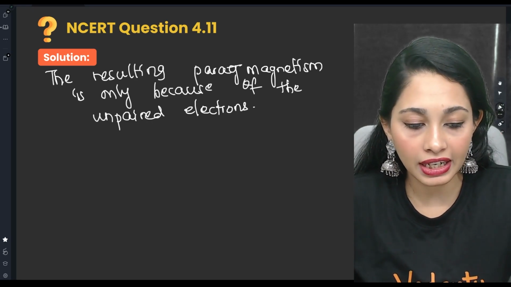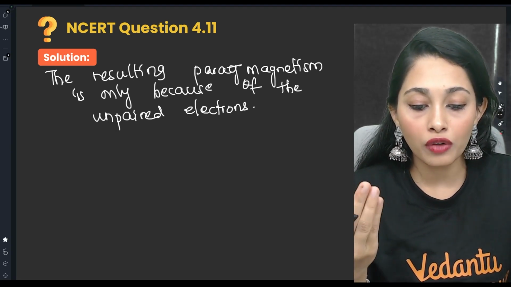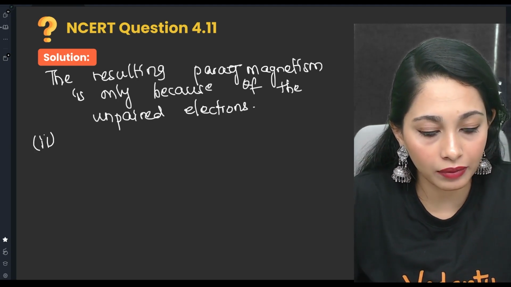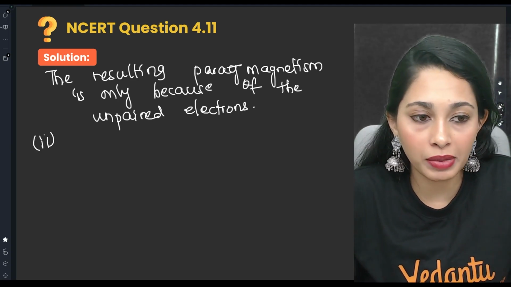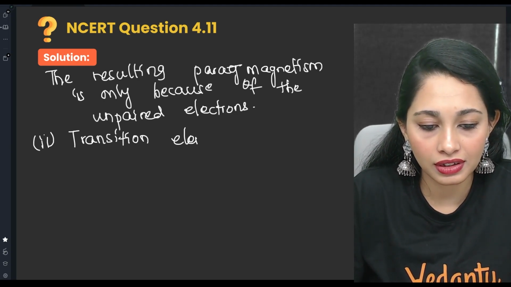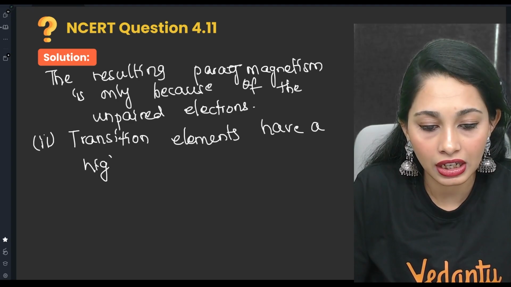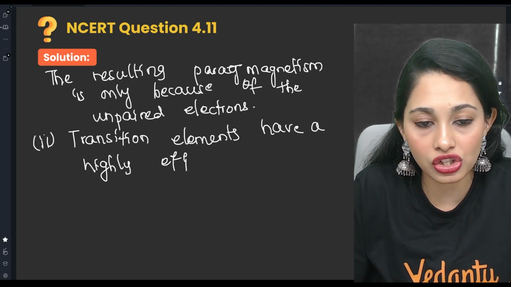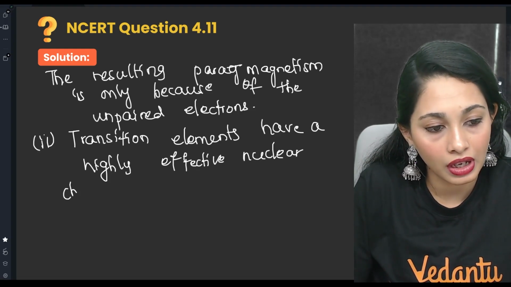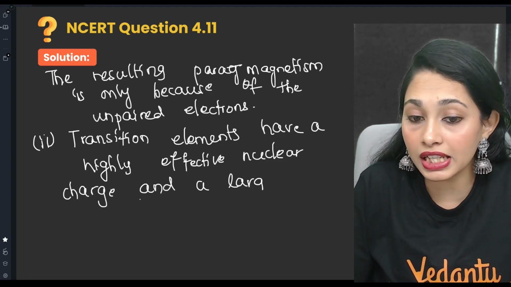And we have the second question. So second is to explain the enthalpy of atomization of the transition metals. So why they are high. Okay. So transition elements have a highly effective nuclear charge and also a large number of valence electrons.